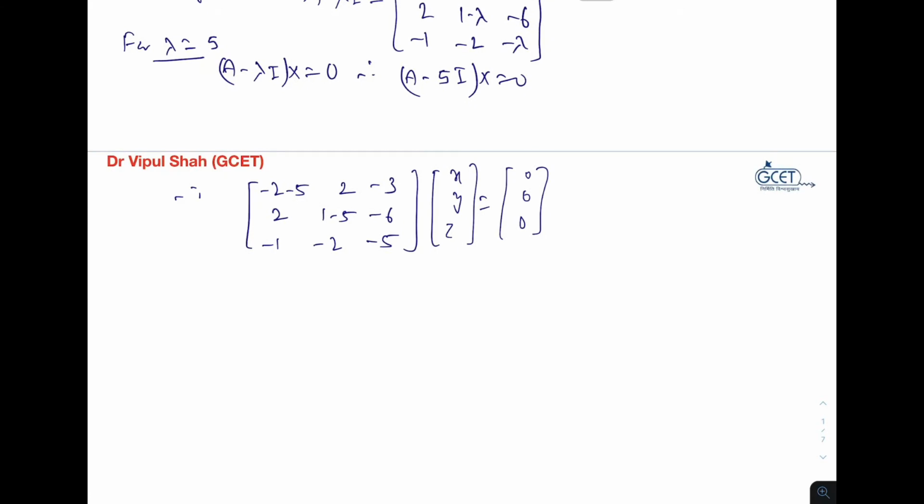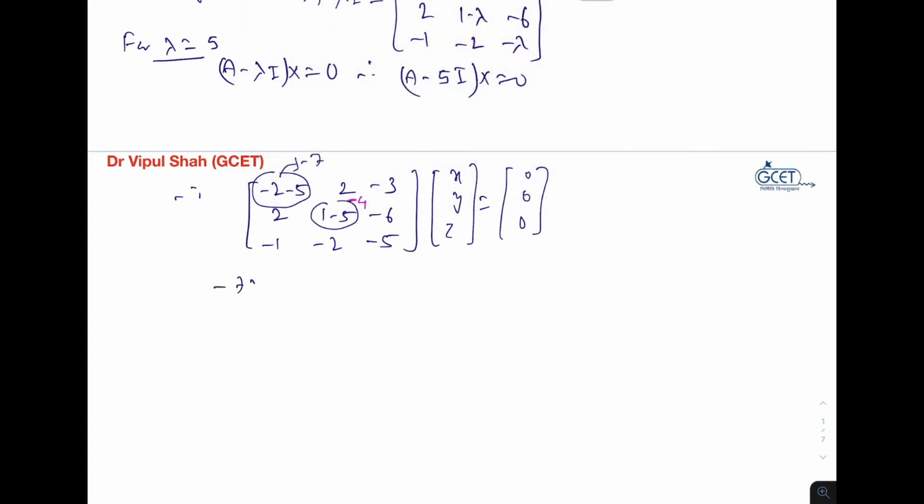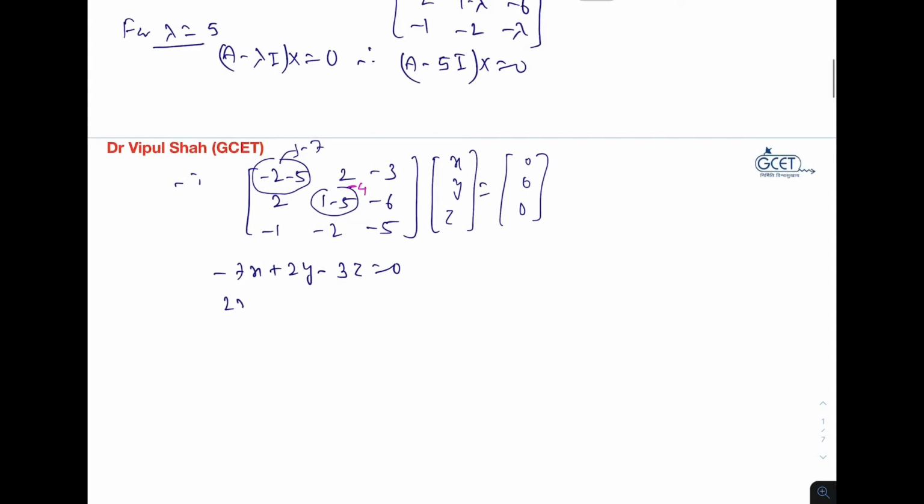So we are having, this is nothing but minus 7, this is nothing but minus 4. So we have minus 7x plus 2y minus 3z equal to 0, then 2x minus 4y minus 6z equal to 0. We may take the last one also, minus x minus 2y minus 5z equal to 0.